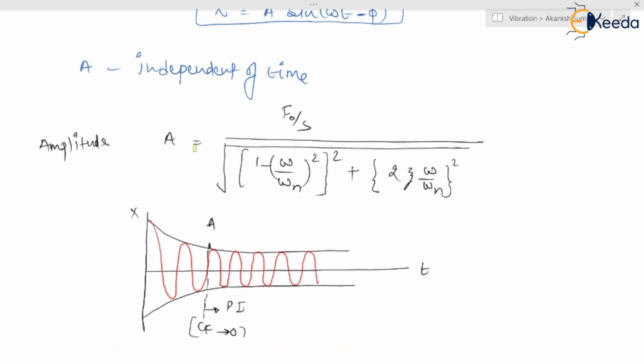Again, I'm explaining that when you start your vehicle, you will feel high vibrations. So this is the combination of the complementary function and the particular integral. But the complementary function becomes zero in a very short time. Okay, but the particular integral is not going to be zero because it doesn't depend on the time. So that's why after certain times the vibrations are minimized, but they will remain. Okay, so that's why this is a particular integral.